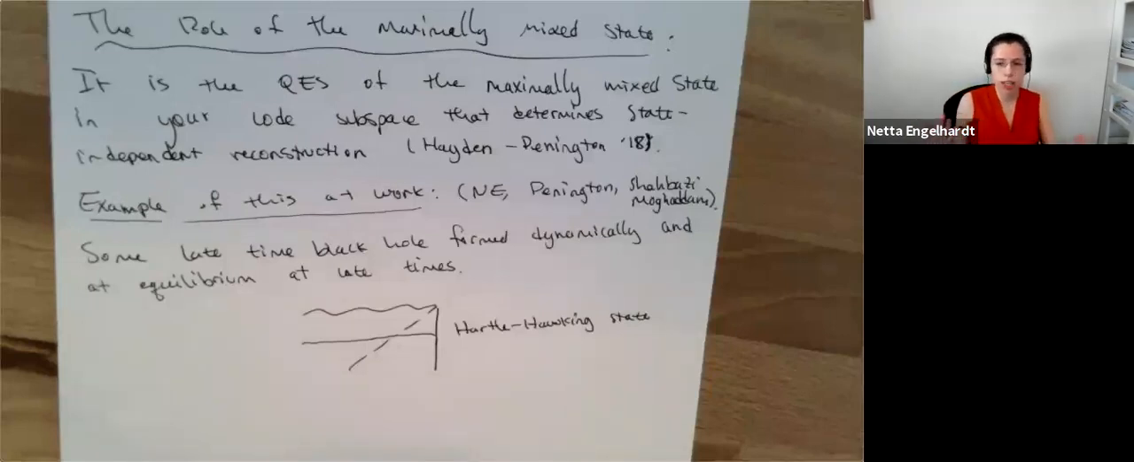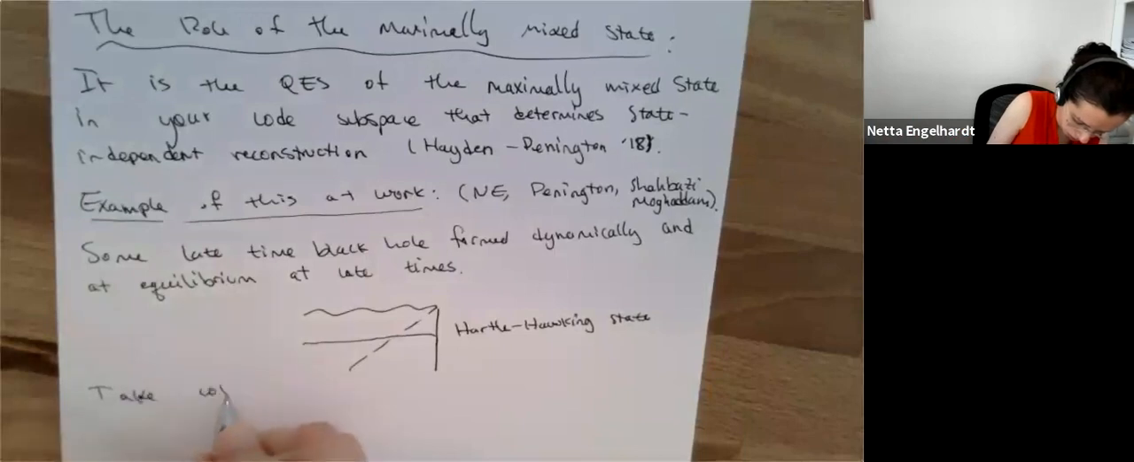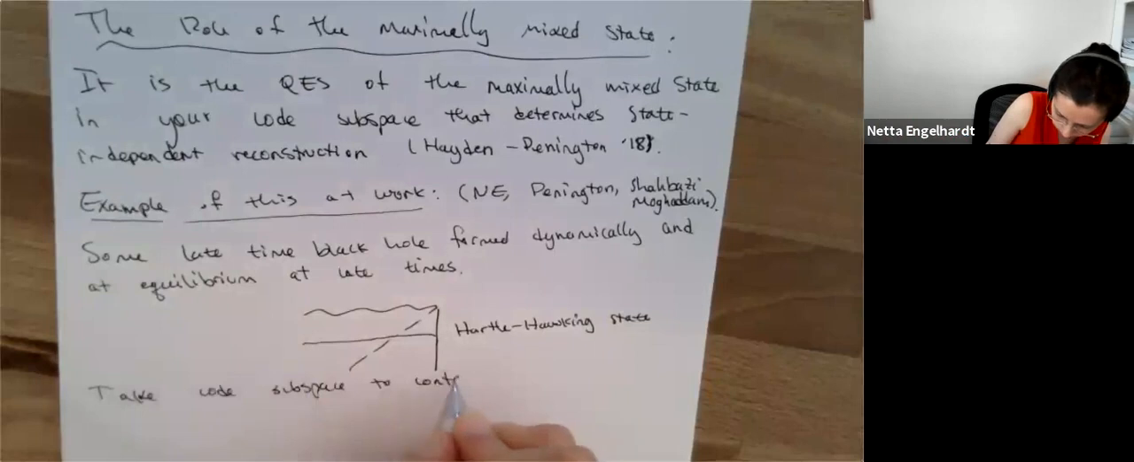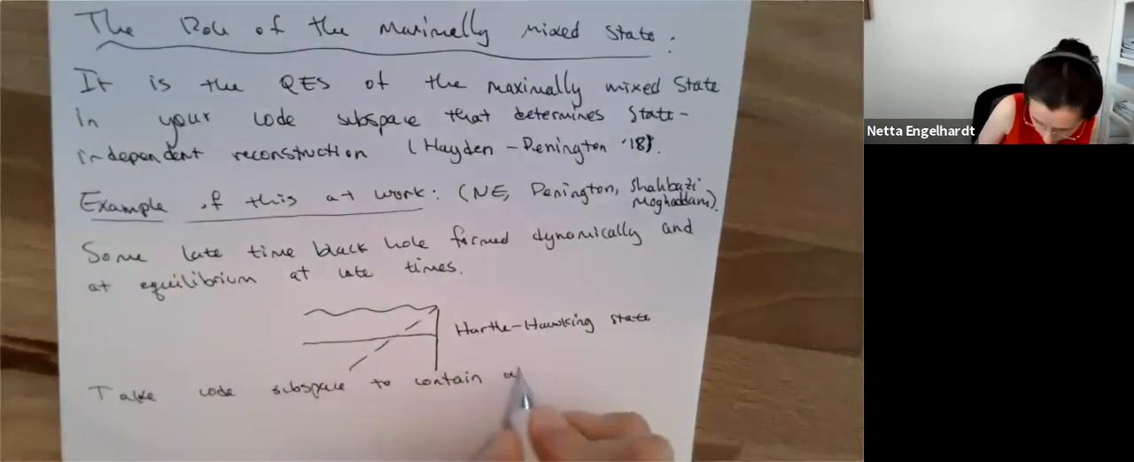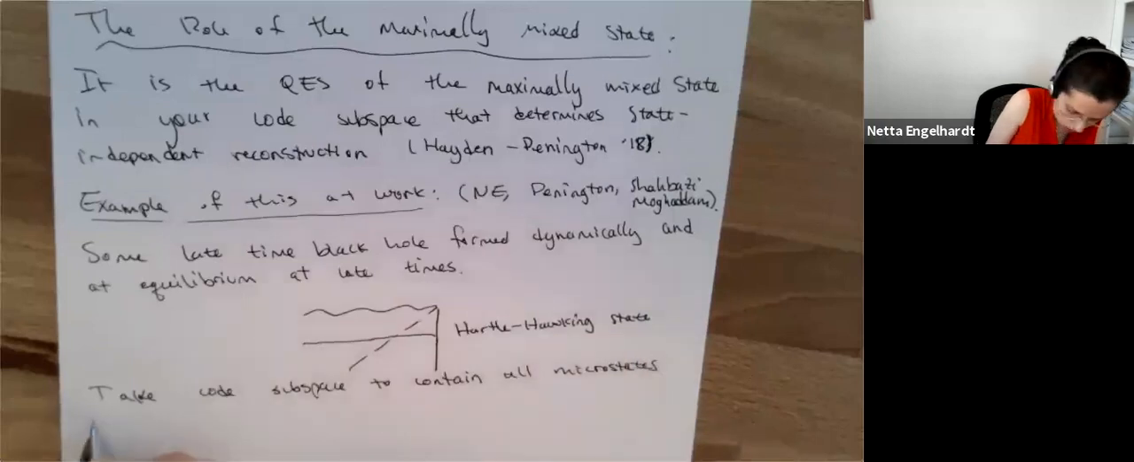Now, to do any kind of bulk reconstruction, we had better pick a code subspace. Let's be very ambitious. Let's pick our code subspace to contain basically all typical states of black holes that have smooth horizons. So we're going to take our code subspace to contain all microstates with a smooth horizon.